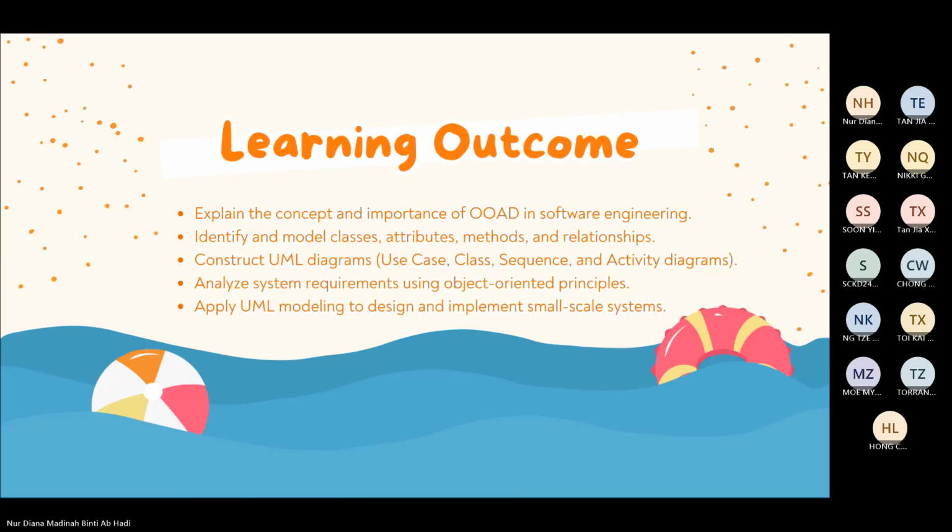So what will you learn? You are able to explain the concept and importance of your OOAD in software engineering. You are able to identify the model, classes, attributes, methods, and also relationship. You're able to construct your UML diagrams, okay? Where in this subject, we only focus on 4. Okay, if you want to learn more, you need to focus during your software engineering class or your system analysis and design classes. Okay, and then you are able to analyze your system requirement using OOP principles.